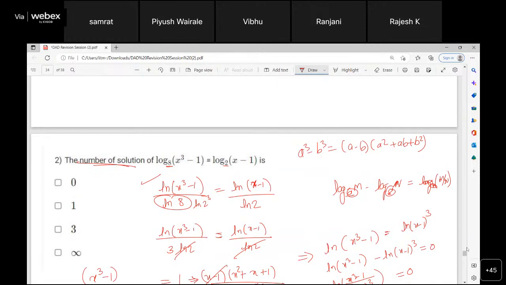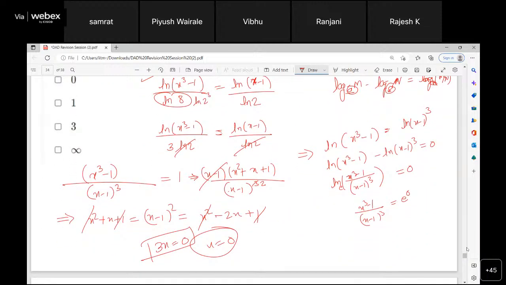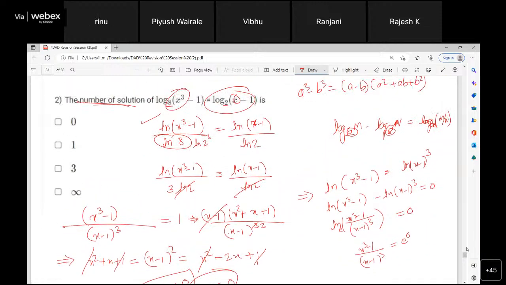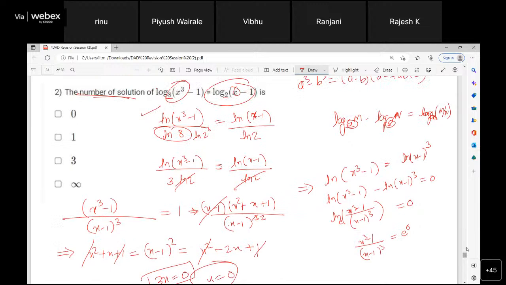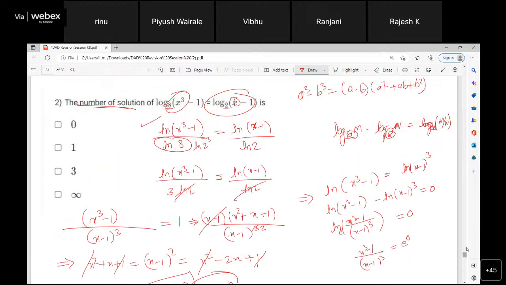It cannot be possible, right? Because if I put x equals 0, it becomes negative. Yeah. The question is asking the number of solutions, right? Our calculation is correct? One is the answer, right?